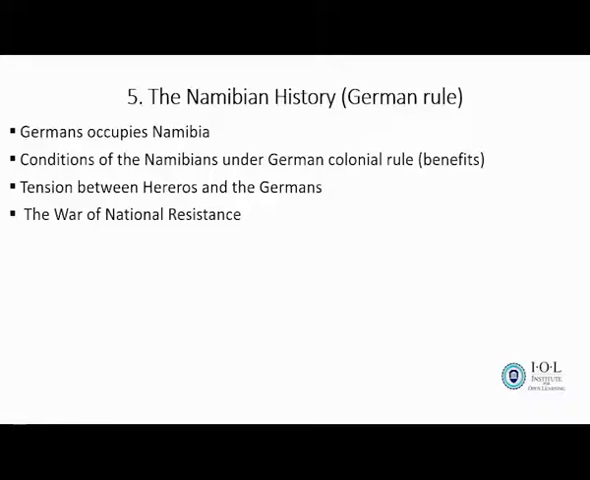And then workers were subjected to minimum food rations. As a result, farm workers resorted to stealing cattle and hunting wild animals. Because of hunger, they started hunting and stealing cattle of the Nama people, because the Nama people were rich in cattle, so they started stealing because of hunger.